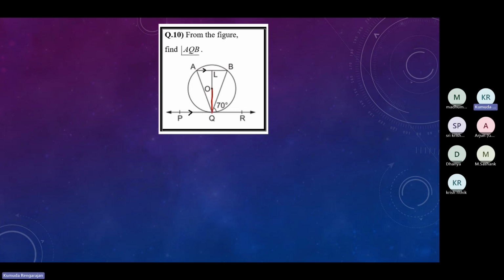OQ is the radius. This is the tangent. So this is 90. 90 minus 70, this is 20. So we just guess, this also should be 20. If these two are equal, these two angles should be equal. So 20 plus 20, 40 is the answer. Angle AQB is 40 degrees. But we have to show that these two triangles are congruent for that.